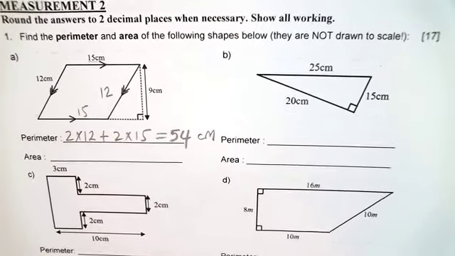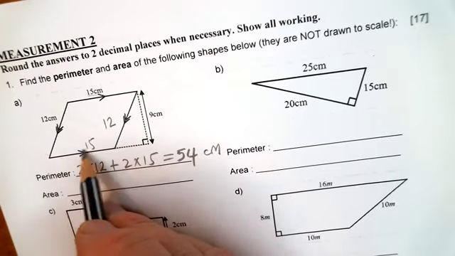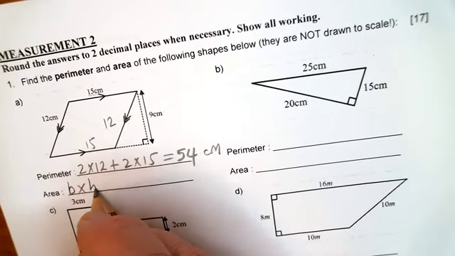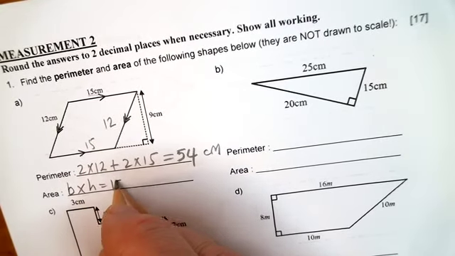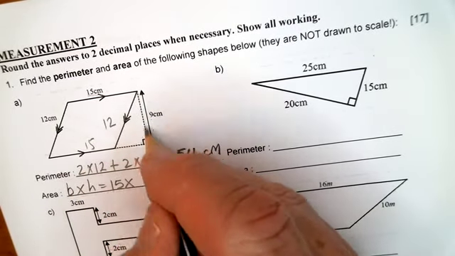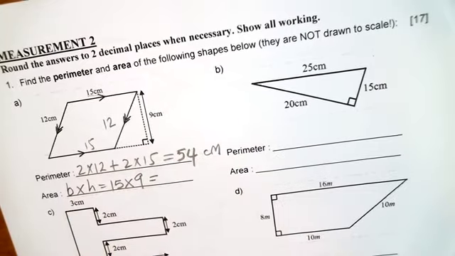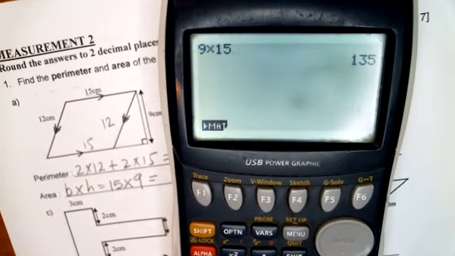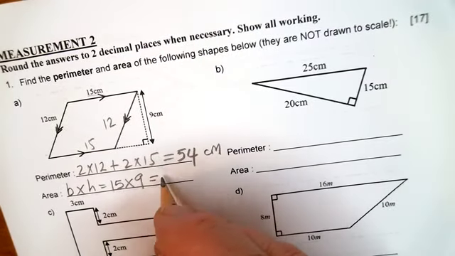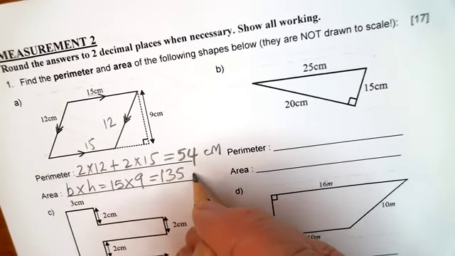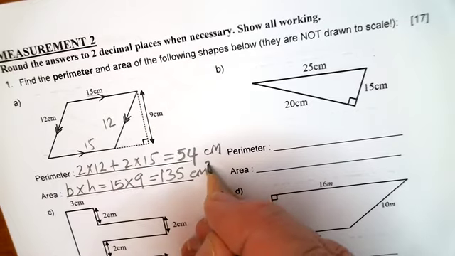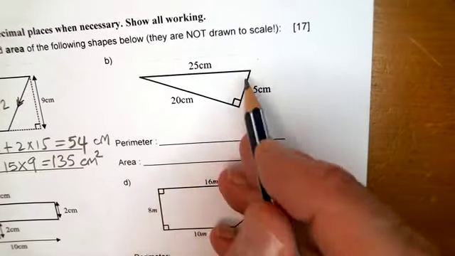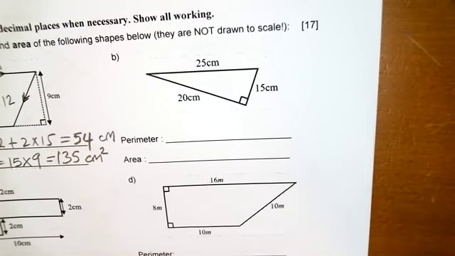Okay. The area, though, is going to be base times vertical height. The base is 15, and the height here is 9. So 9 15s, let's take a look. 9 times 15 is 135. Now, the units, though, 135 is going to be square centimeters. Okay, triangle here. Nice, simple triangle.